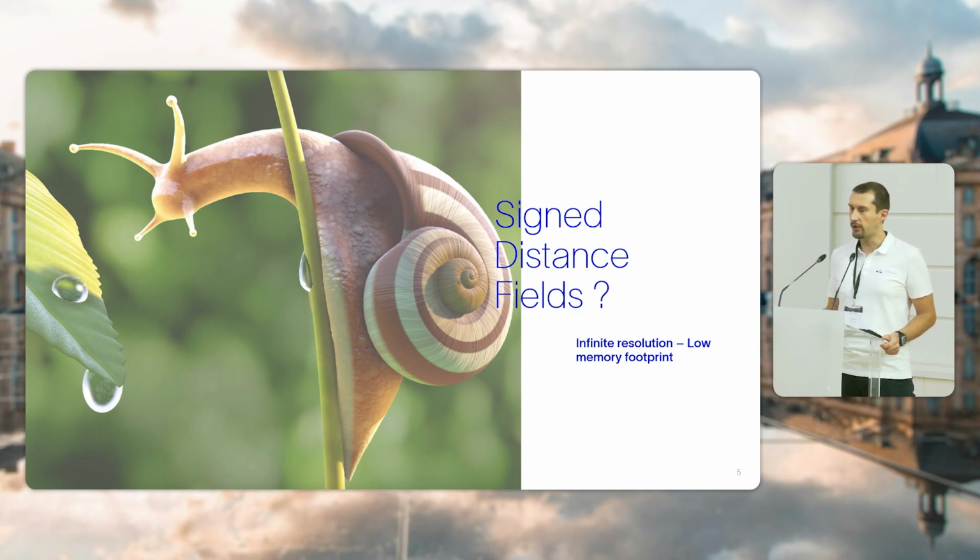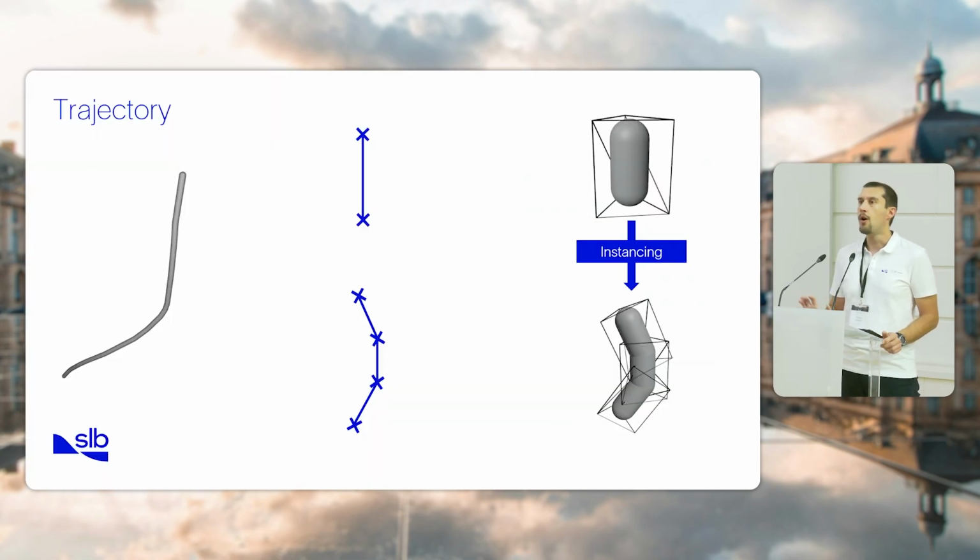So how can we use implicit surfaces and sphere tracing in our case? Well, for the first shape, the trajectory, it's quite trivial. The trajectory is actually just a polyline. So we can just display one capsule per segment, and we can easily draw a circular extrusion like this.